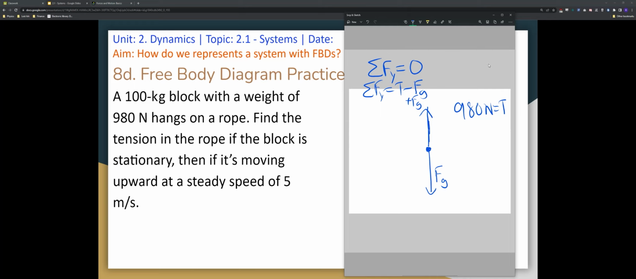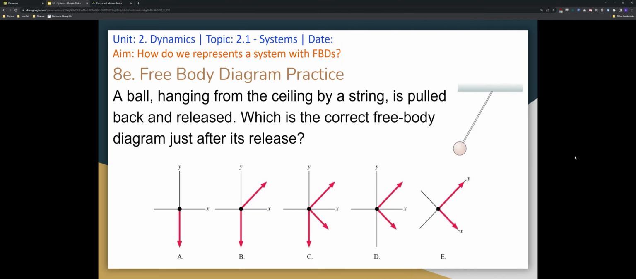Okay. And then the question goes on to say, if it's moving upward at a steady speed of 5 meters per second, so essentially you're moving at constant velocity. If you're moving at constant velocity, your net force here would be 0. So we would use the same equation, Fg is equal to T, and T would be 980 newtons. So that's essentially what you're doing. Again, you're going for equilibrium.